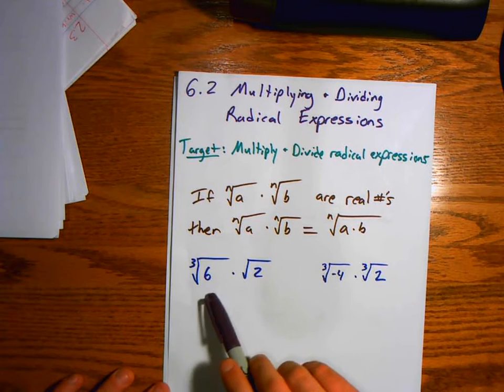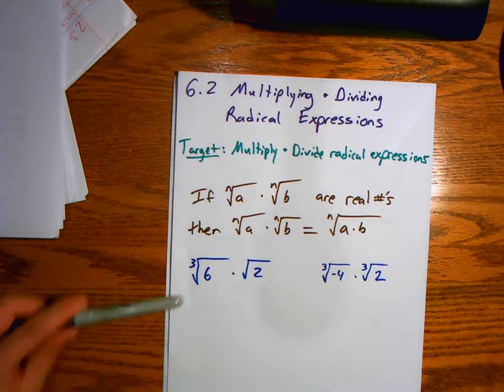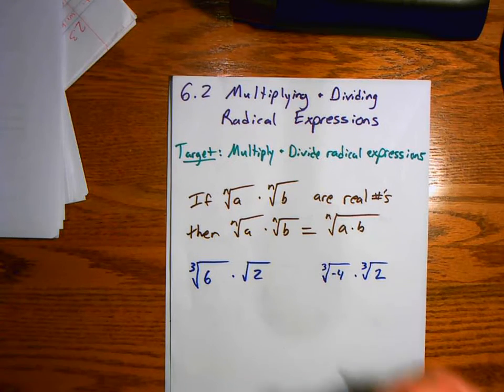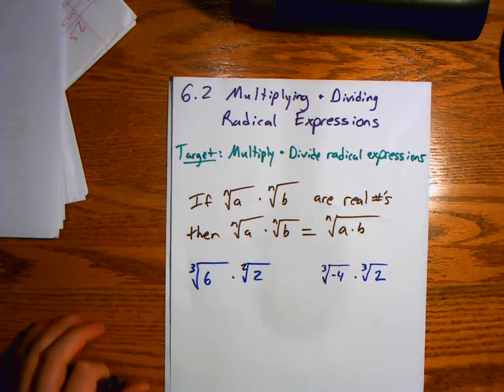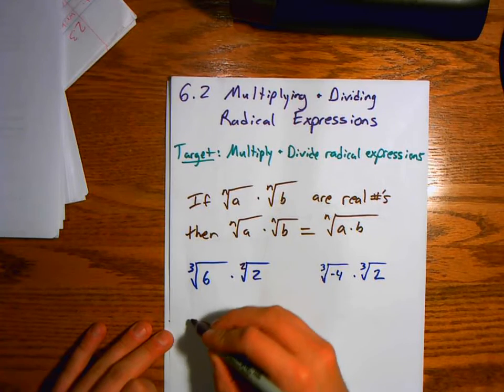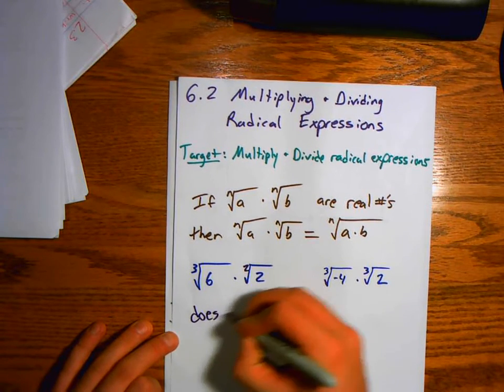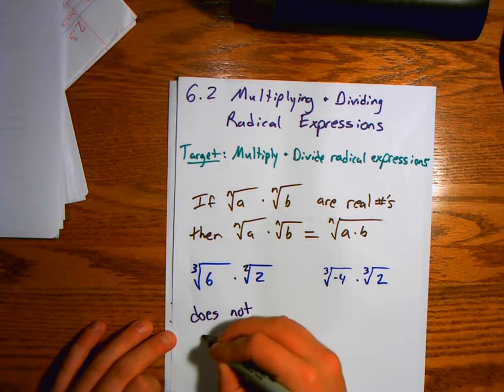So let's take a look at an example down here. We have the cubed root of 6 being multiplied by the square root of 2. Since this is a cubed root and this is a square root, these cannot be combined and they cannot be simplified. So this is your answer, or you can say does not simplify.